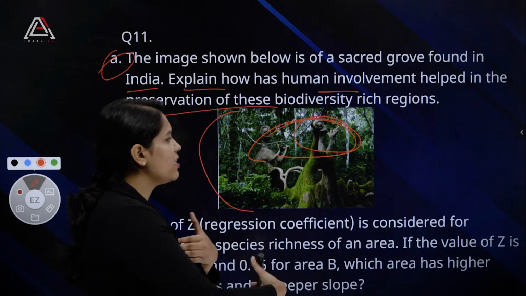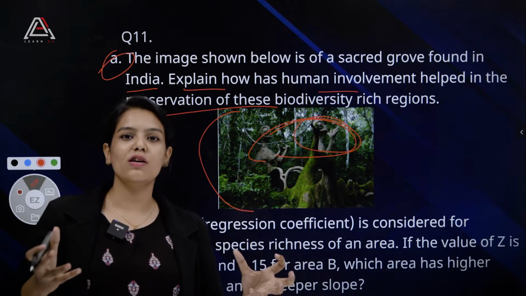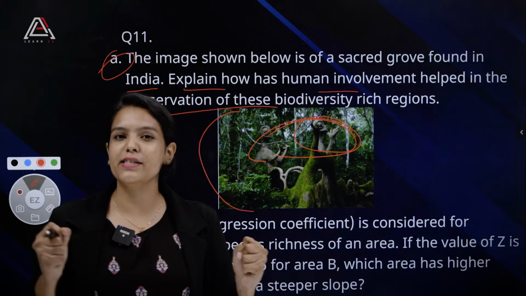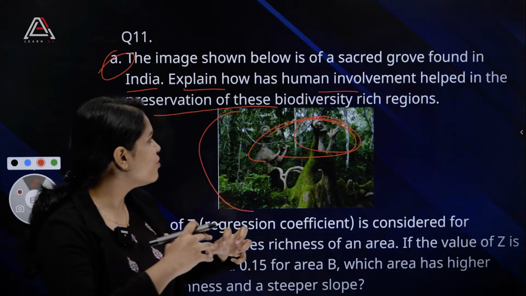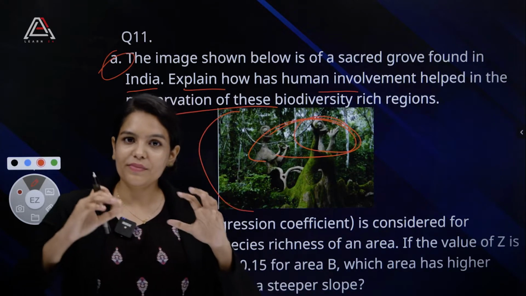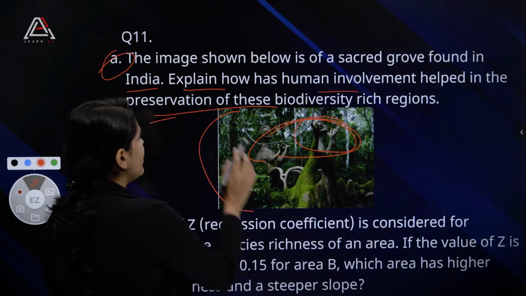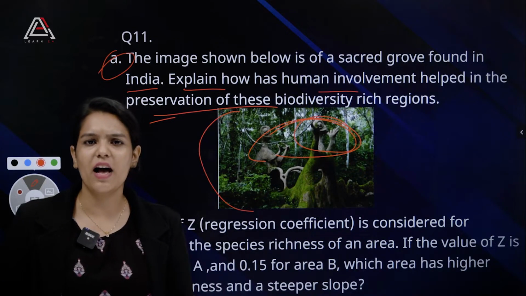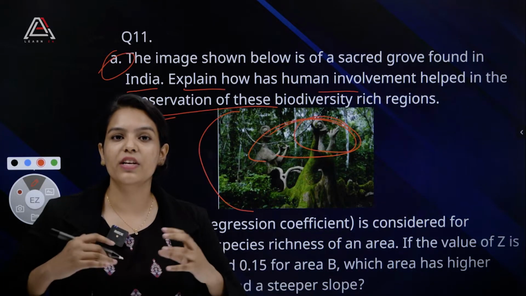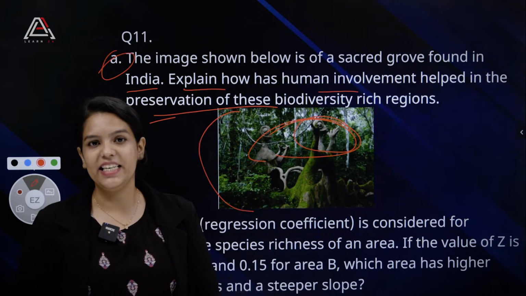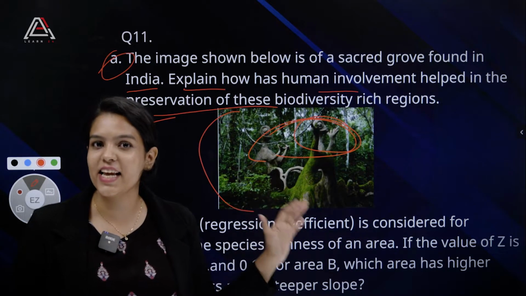So what happens when we protect those areas is that various flora and fauna are also protected there. That is how we humans act as the people who preserve our environment. So you have to explain how we have these sacred groves, because we have various religious and cultural beliefs which emphasize that we protect all these areas.